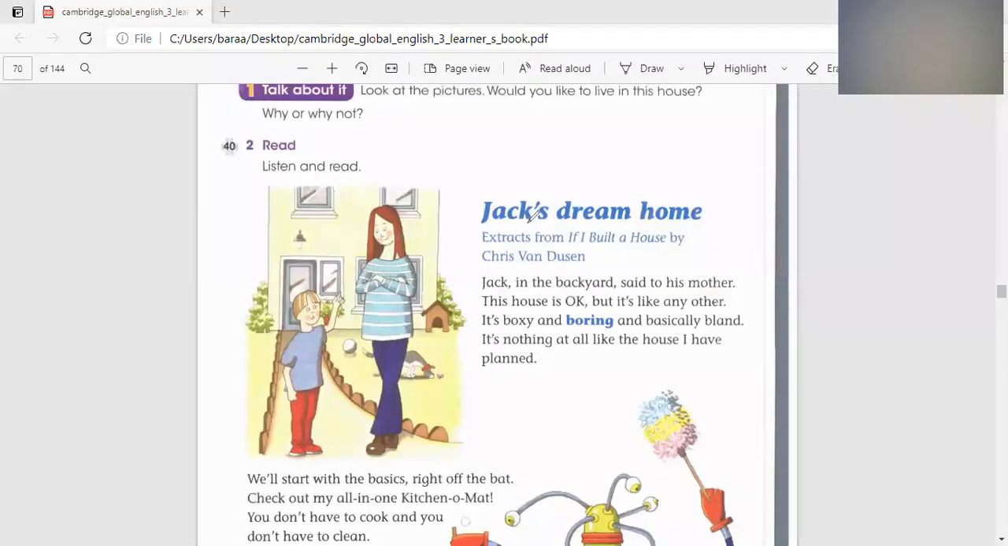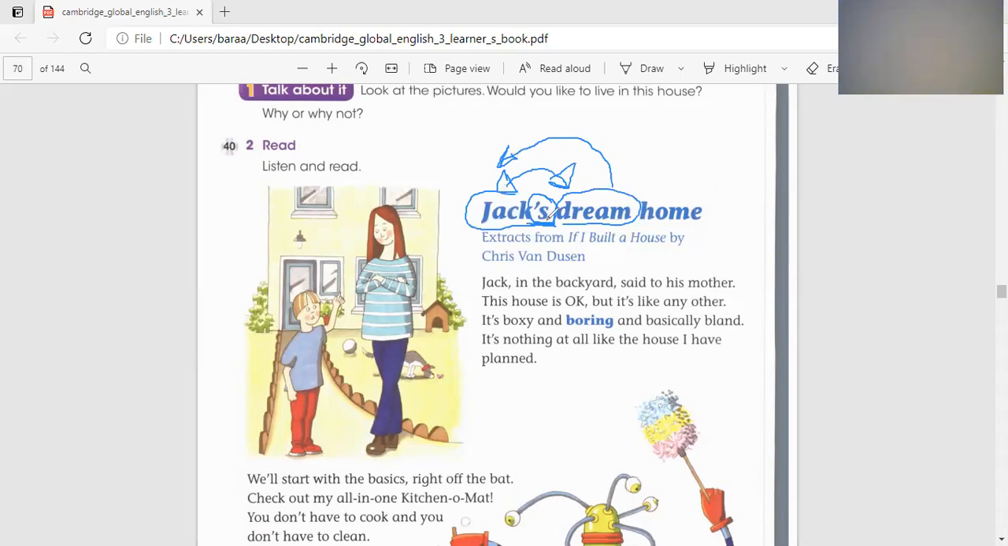So here we have Jack, a noun, and dream, a noun. So the possessive S comes to connect the two nouns together. And it means that this dream belongs to whom? This dream belongs to Jack, okay?